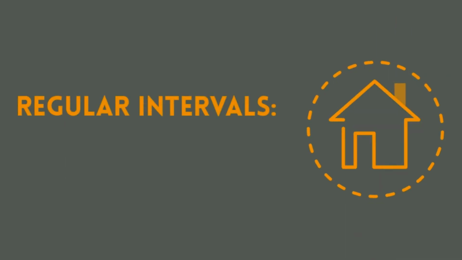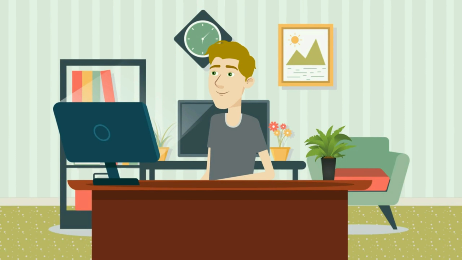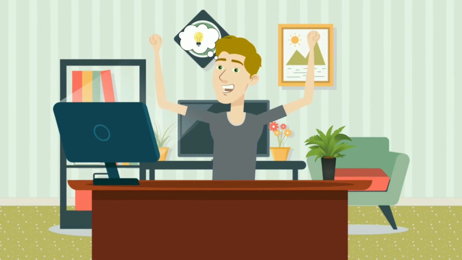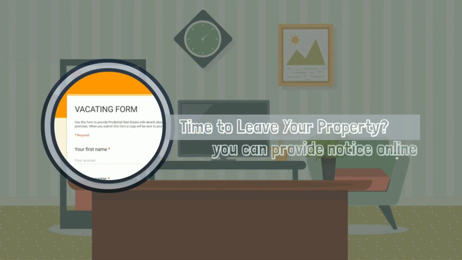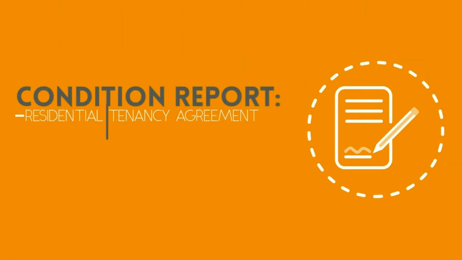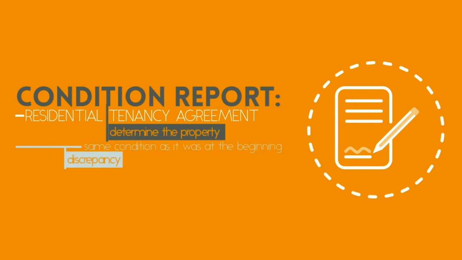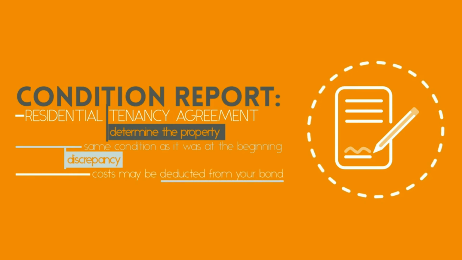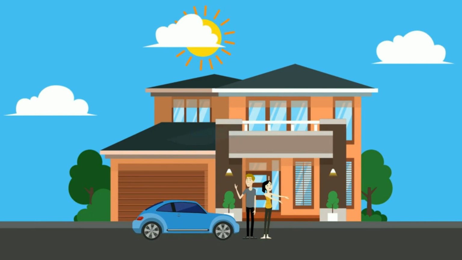At regular intervals, property inspections will occur to ensure the property is well maintained and that there are no repair or maintenance issues. When the time comes for the tenant to leave the property, the tenant can provide notice. The condition report, which is part of the residential tenancy agreement, will be used to determine if the tenant is leaving the property in the same condition as it was at the beginning of the tenancy. If there are any discrepancies, the costs may be deducted from the tenant's bond. Completing the tenancy process will ensure that you have happy tenants and a smooth management process.